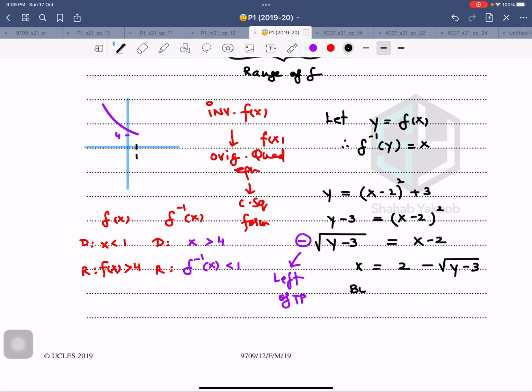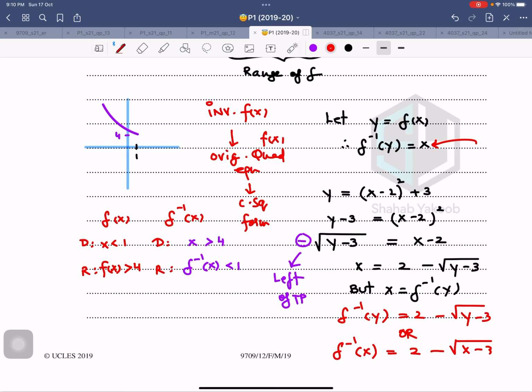But remember, x is equal to f inverse y. It's written right over here. But we have a habit of writing everything in terms of x. So therefore, this would be written in terms of x, or f inverse x is equal to 2 minus square root of (x minus 3). That is the expression for this part.